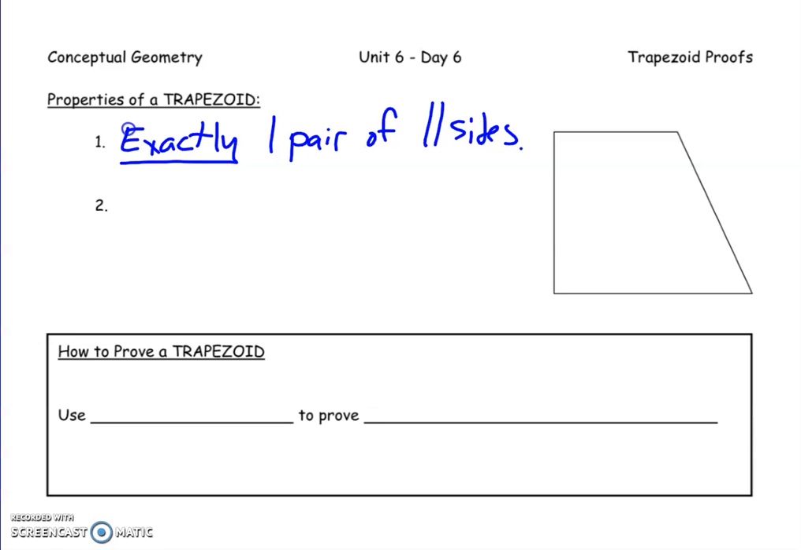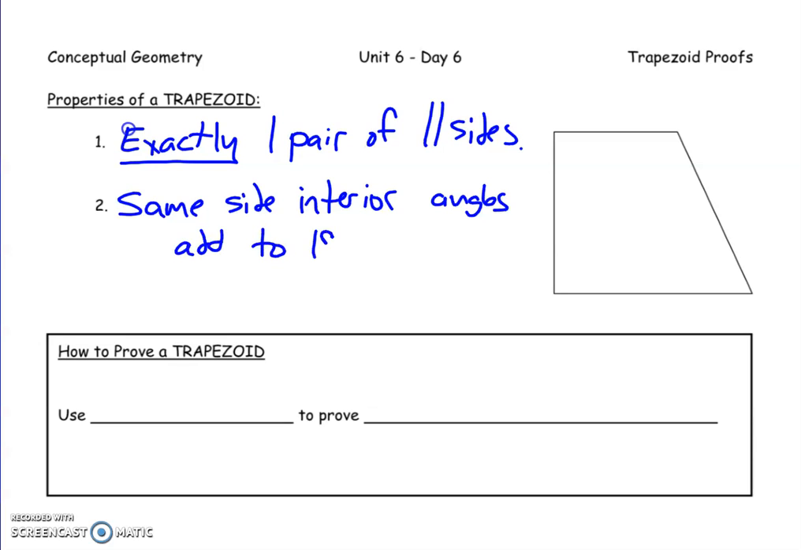And then the second property we don't use in the proof, but it is a property of a trapezoid. We say that same side interior angles add to 180 degrees. And I'm not going to talk too much about that today. As I said, we're going to do the proof part of this, but when we review for the final exam, we'll talk about that again.